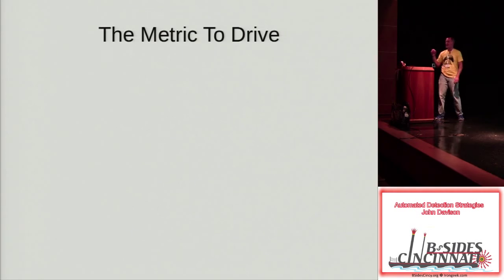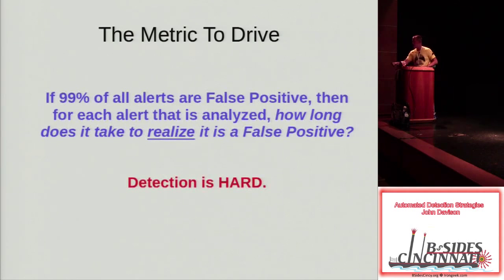The metric is not how many false positives there are. The metric is, if you already know that 99% of the alerts you're looking at are false positives, then when you're looking at that alert, how long did it take you to realize that what you were looking at is a false positive? Why is that metric important? I think it's important because detection, in my opinion, is really hard. You might disagree. You might think, man, I go through all these alerts really fast and detection is easy. In my opinion, detection is super freaking difficult.